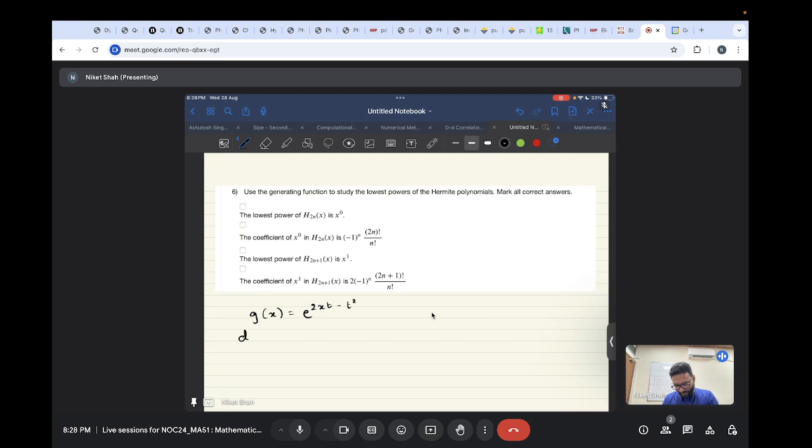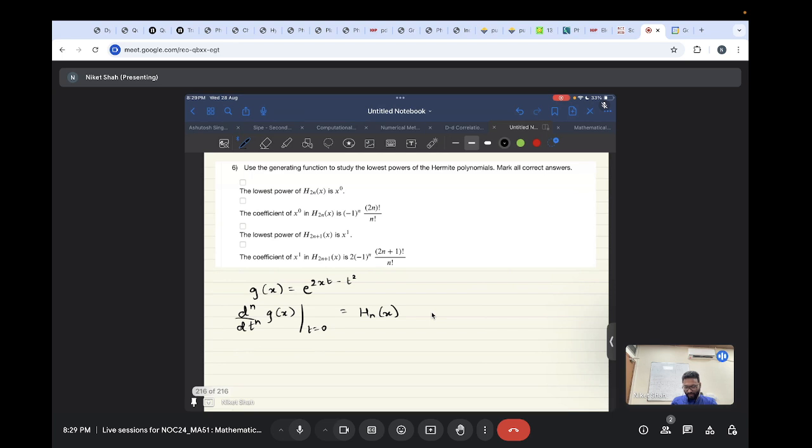and we know that the nth derivative at t equal to 0 is equal to Hn of x. Yes, so this is what we get. This is what the relation is with the generating function. So I have to use this generating function to study the lowest powers of the Hermite polynomial.